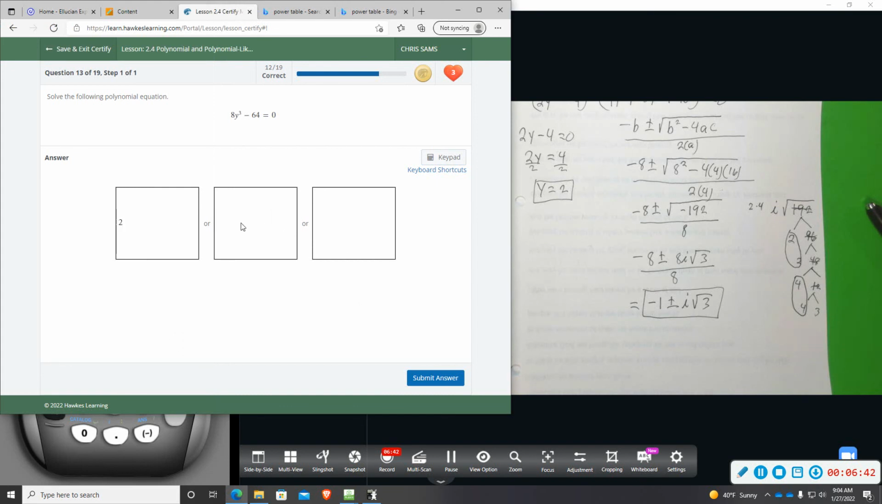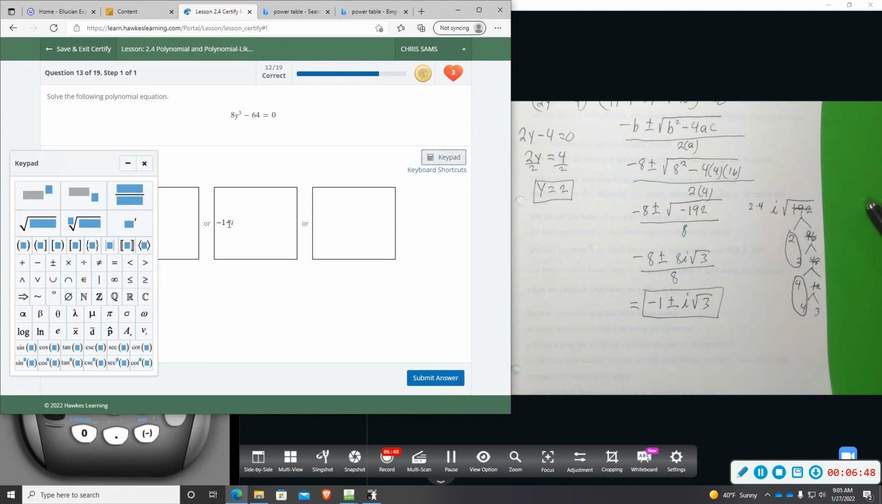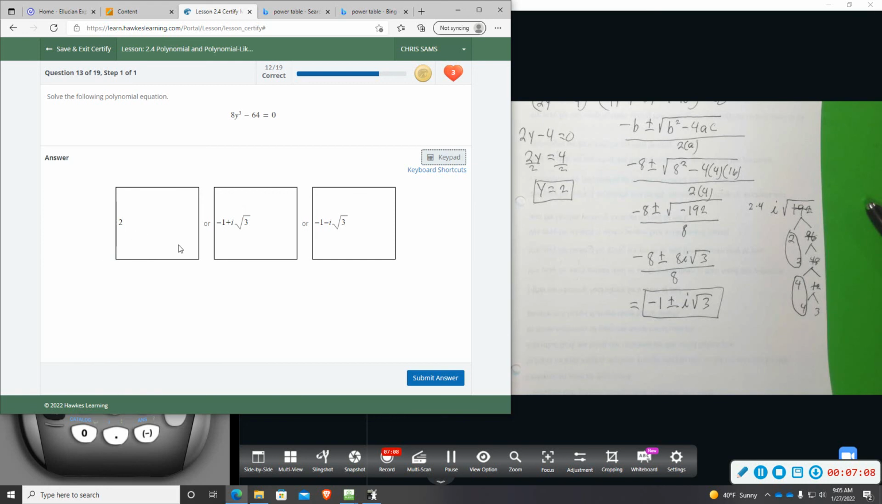So one answer is 2. One answer is negative 1 plus i square root of 3. And then the other answer is negative 1 minus i square root of 3. Double check, everything's plugged in, looks okay.